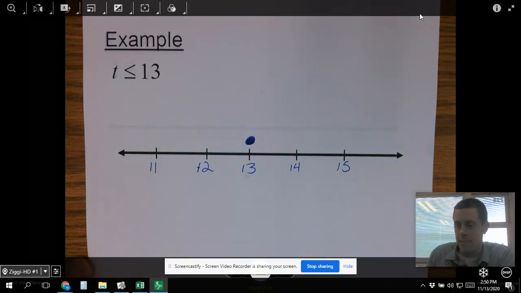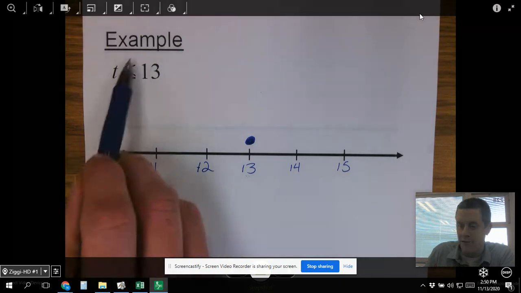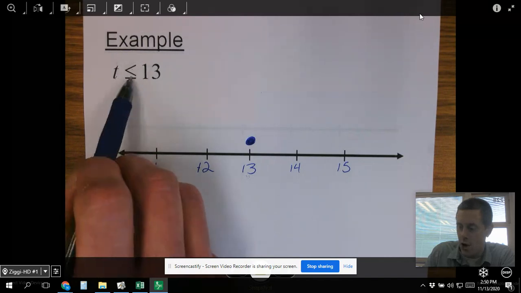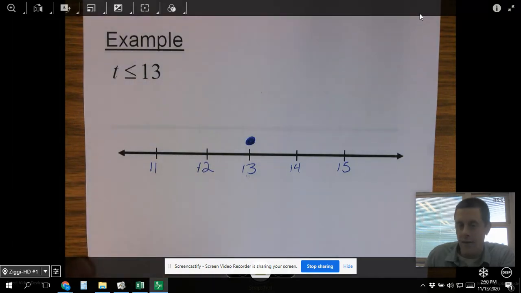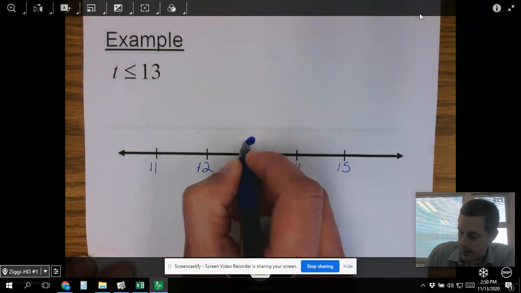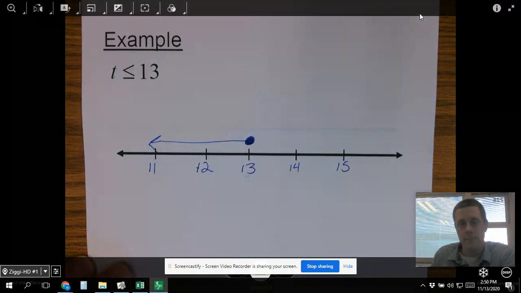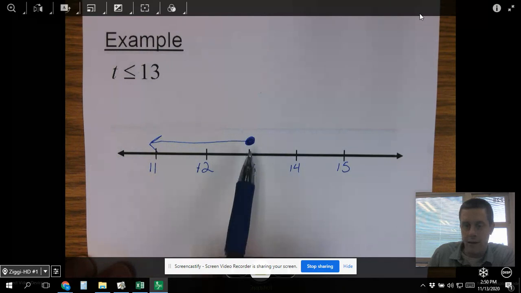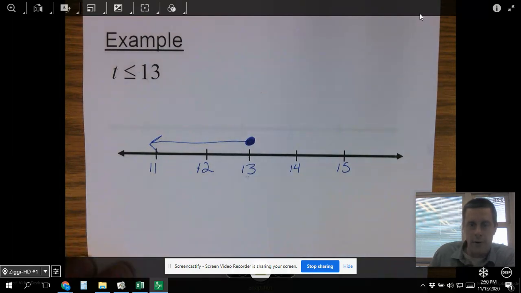Now, just like the other examples, I need an arrow in the direction of other values that make this inequality true. T is less than or equal to 13. Where would I find values that are less than 13? Well, I'd find them to the left of 13. So here's my graph for t is less than or equal to 13. A closed circle on 13 and an arrow pointing to the left.